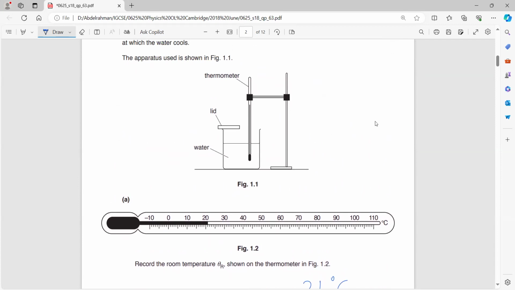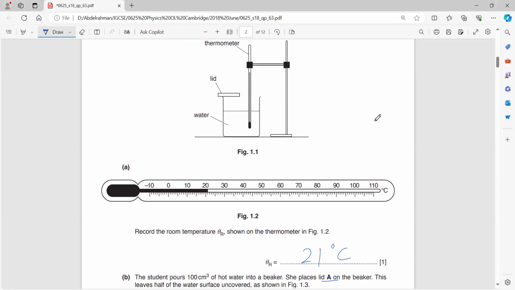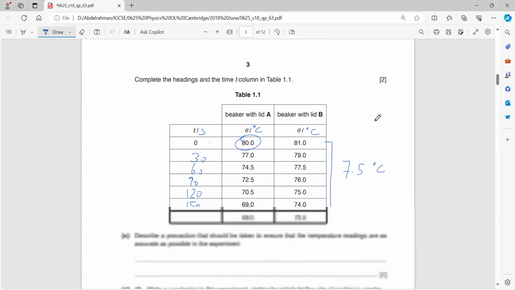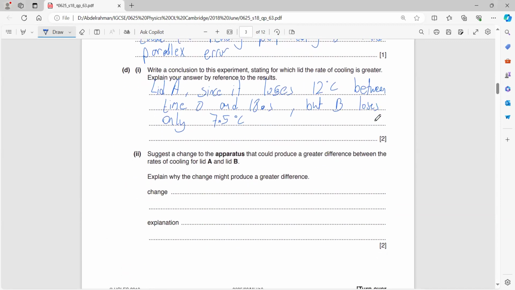Greater rate of cooling. Cold water. No, if you use cold water that would give a much less rate of cooling. Hot water, hotter water of course is correct, but that is not a change to the apparatus itself. Okay, that's not a change to the apparatus itself. And I will tell you a very obvious one, which is what? Use a wider beaker.